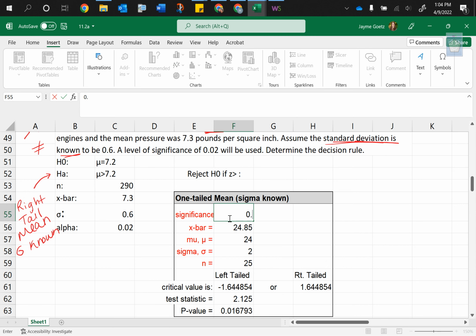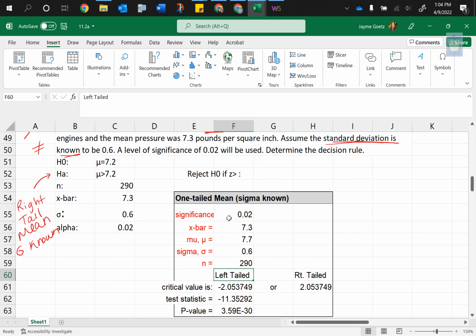Then our x-bar we said was 7.3. Our mu we said was 7.2, our sigma, because sigma is known, is 0.6, and then my sample size we already said was 290. So we put in all of that information, and as we filled that in, it corrected itself down here. That's what the whole template is about. Let me double check that: 0.02, 7.3, 7. Oh, that should be 7.2. My bad. 7.2, 0.6, and 290.